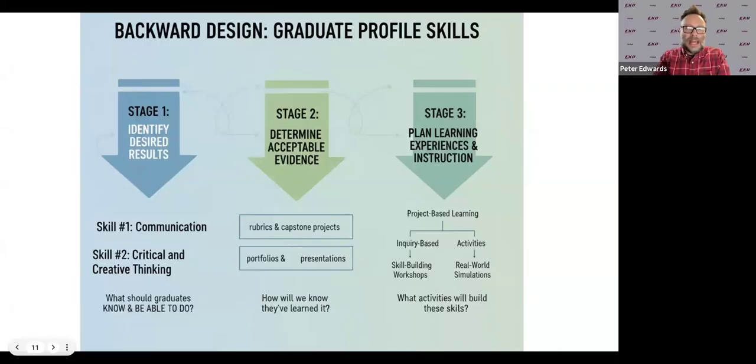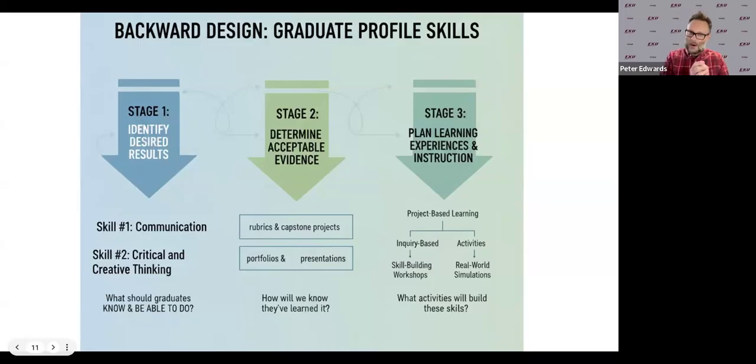So today, what we're looking to do is identify our desired results. So, for example, if my students need to understand what communication looks like, what critical and creative thinking looks like in my course, what should the students be able to do with those skills? How is it that they will employ those skills once they leave my course and move on to the next stage? I need to figure that out first.